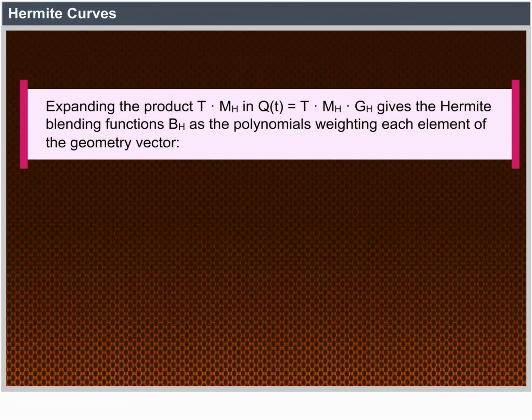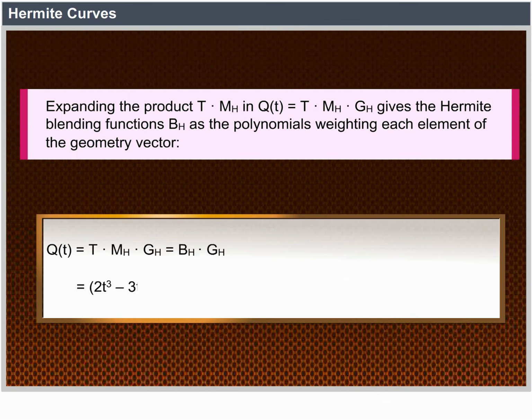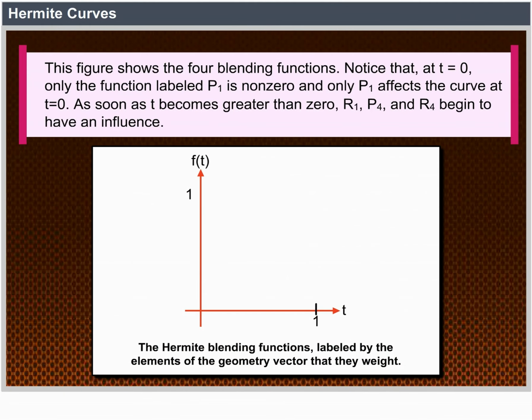Expanding the product T MH GH gives the Hermite blending functions BH as the polynomials weighting each element of the geometry vector, as shown below. This figure shows the four blending functions. Notice that at t equals 0, only the function labeled P1 is non-zero. Only P1 affects the curve at t equals 0. As soon as t becomes greater than 0, R1, P4 and R4 begin to have an influence. The figure shows the Hermite blending functions labeled by the elements of the geometry vector that they weight.